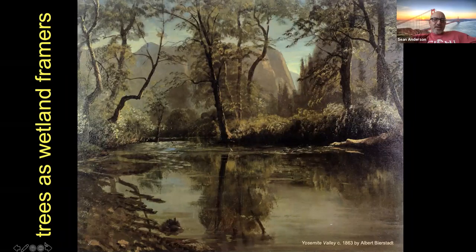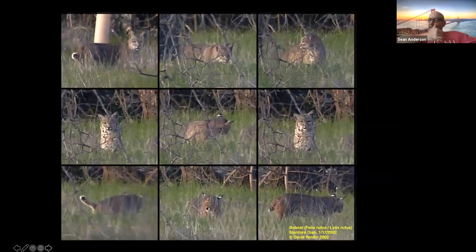And this is a great Bierstadt from the mid 1800s. Lots of critters use oaks in and around oaks. This is a bobcat from in around one of my planted oaks.